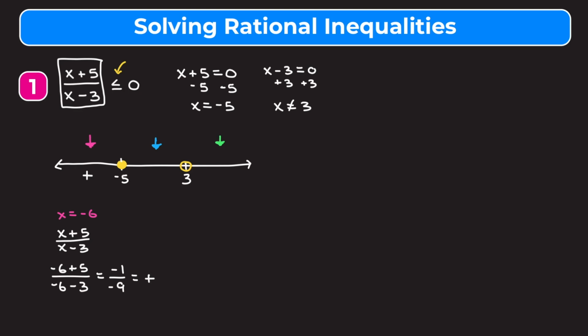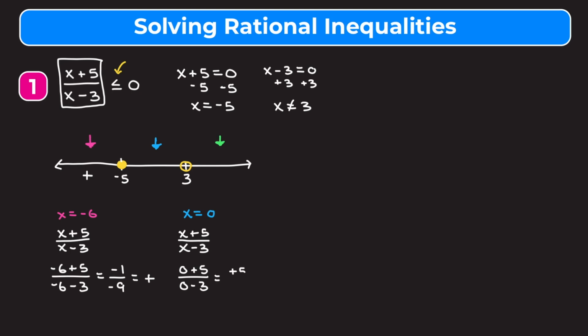Now we need to test something in between negative 5 and 3, where this blue arrow is. I will test x equals 0 because it's an easy number to test. We're going to use our original expression of x plus 5 over x minus 3, and replace x with 0. So we have 0 plus 5 over 0 minus 3.